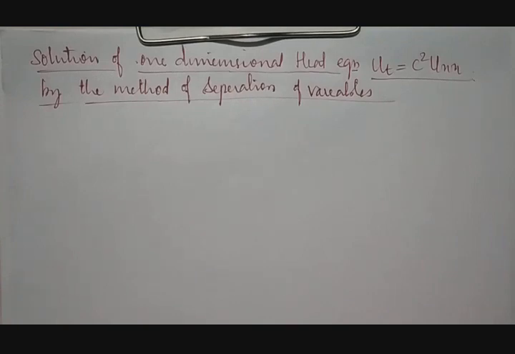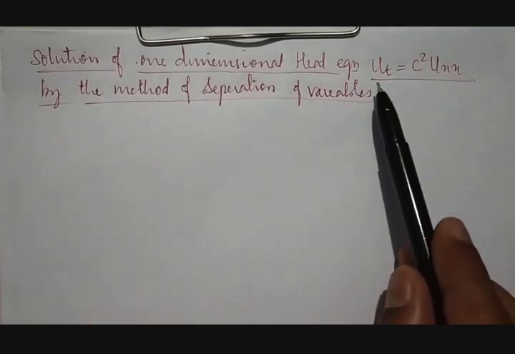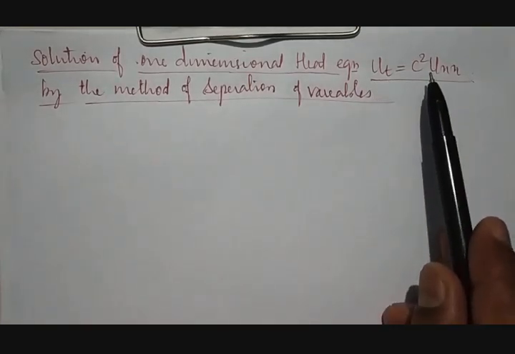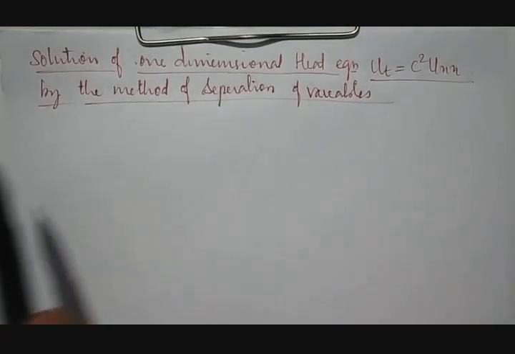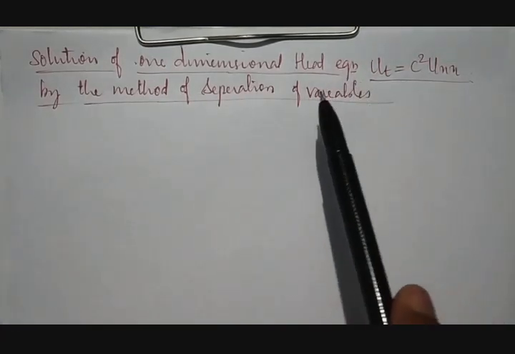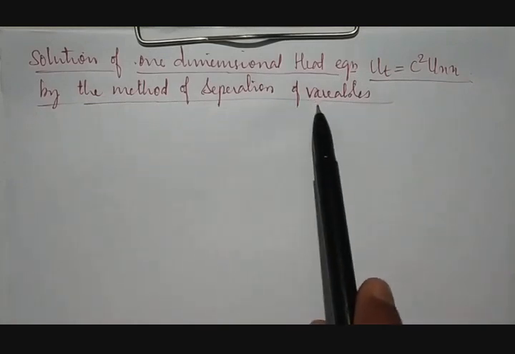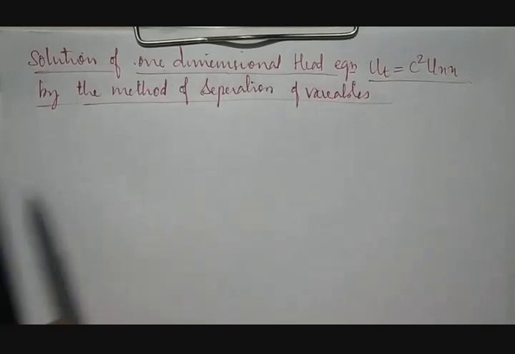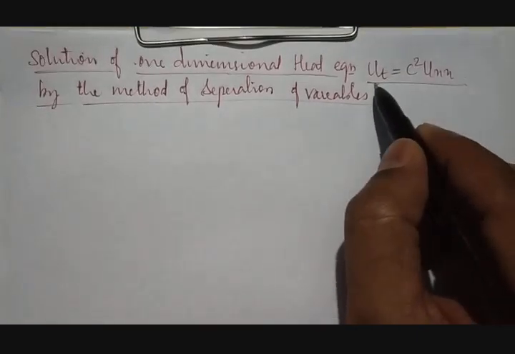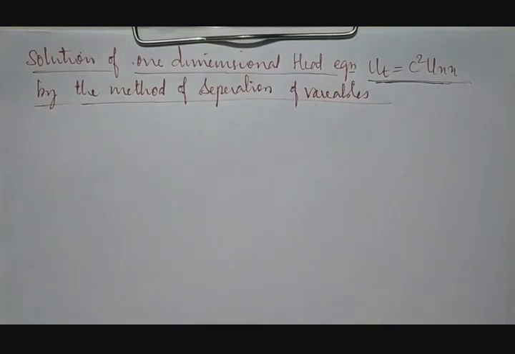Today we'll discuss a solution of the one-dimensional heat equation, which is already derived, that is ∂u/∂t = c² u_xx, by the method of separation of variables. Means by using the concept of the variable separable method, we need to get a solution for the one-dimensional heat equation. That is represented by u_t = c² u_xx, means ∂u/∂t = c² ∂²u/∂x².